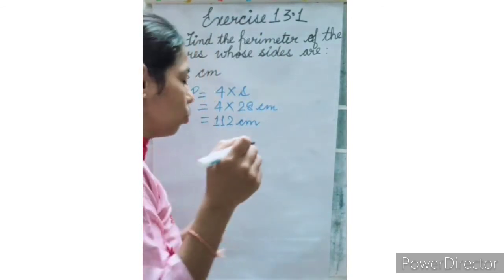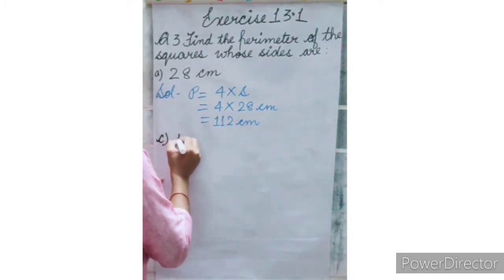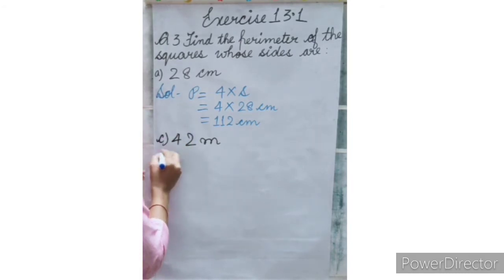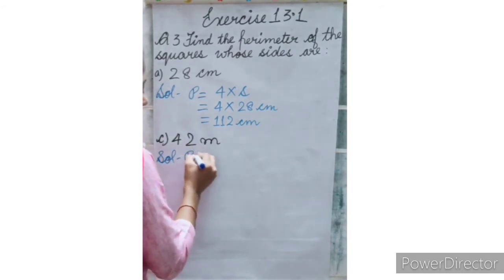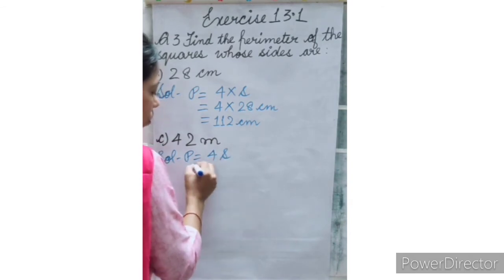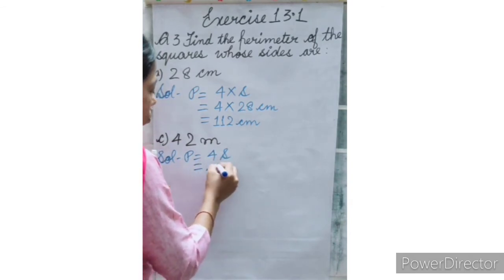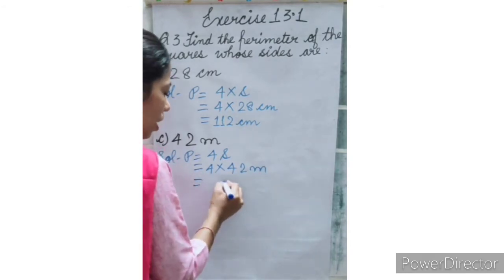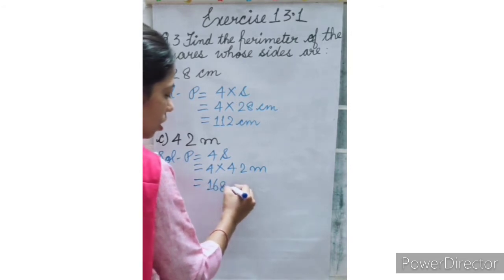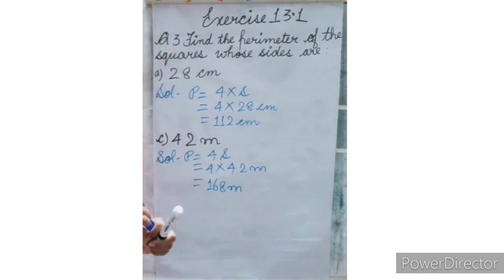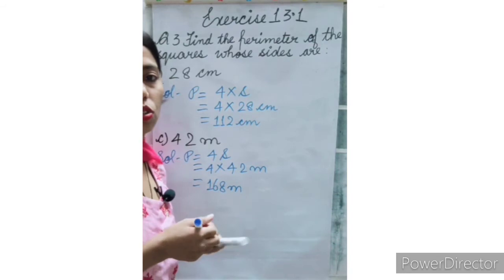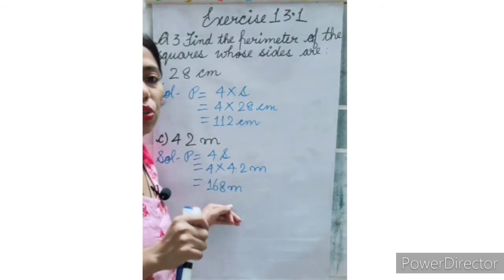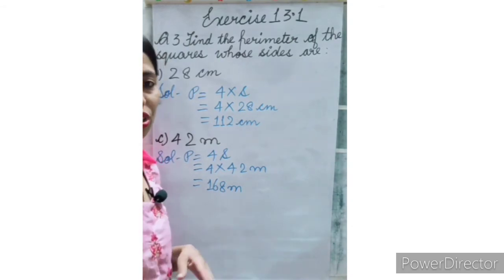Now we will do part C. Part C is 42 meter. Let's solve. Perimeter is equal to 4S, or we can write 4 into S. 4 multiplied by 42 meter. 4 2s are 8, 4 4s are 16, 168 meter. In question number 3, 4 parts are there. So part A and C we have done as classwork. Part B and D you will do as revision work. Now we will start question number 4.